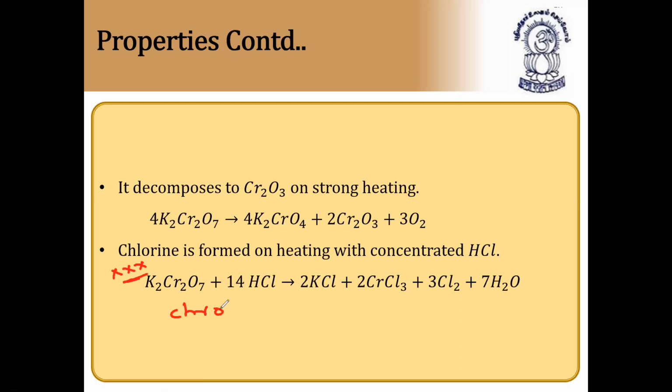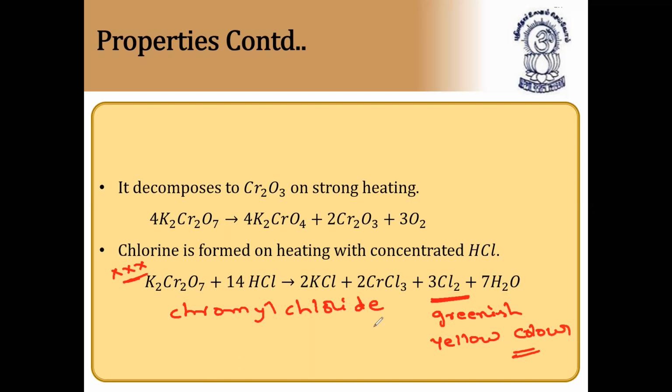What is the chromyl chloride test? When potassium dichromate is treated with concentrated HCl in acidic medium, a greenish yellow color gas is formed due to the formation of chlorine gas. That confirms chlorine is present in the compound. So to confirm whether a compound contains chlorine or not, we have to react it with potassium dichromate along with HCl. It forms chlorine gas. So this is called the chromyl chloride test, for the identification of chlorine.